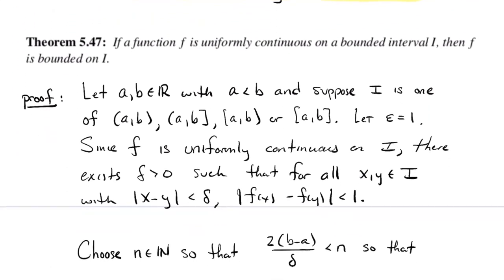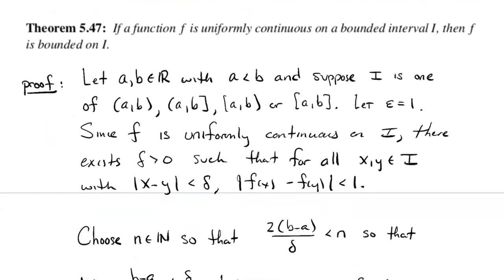So here's the first result. If you take a function f and suppose that it's uniformly continuous on some bounded interval, that is some interval like a to b, closed on the right, closed on the left, or just closed. If f is a uniformly continuous function on a bounded interval, then the function is bounded. So uniformly continuous on a bounded interval means the function is bounded.